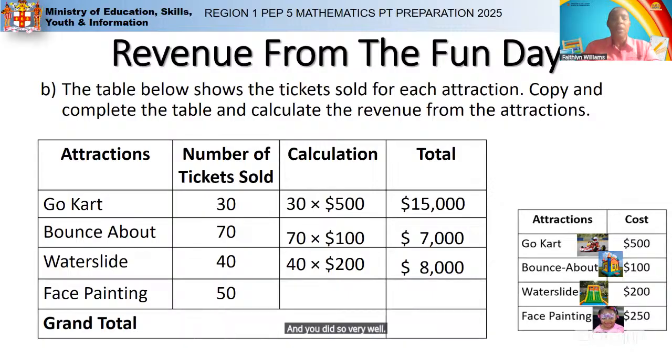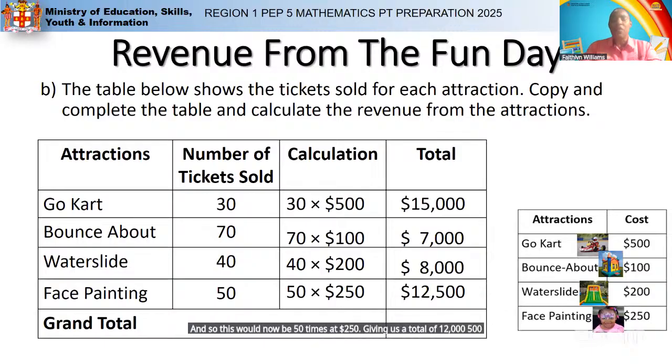So face paint costs $250. And so this would now be 50 times $250, giving us a total of $12,500. And for the grand total, you add everything, which gives you $42,500. Awesome. Thank you so much.